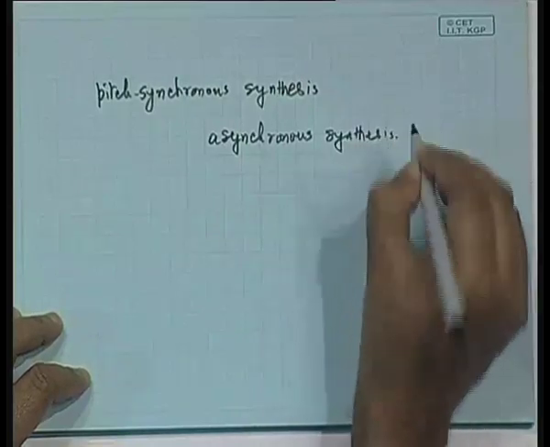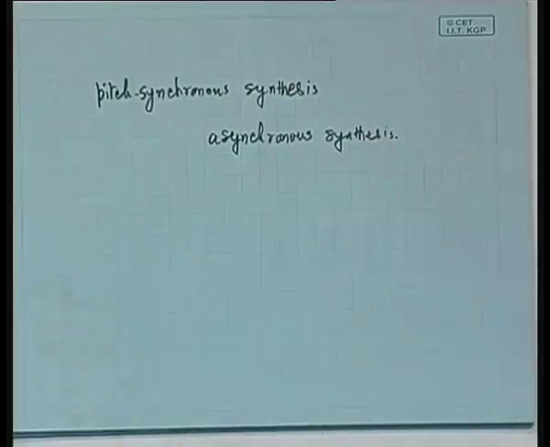So what we have to do in a pitch synchronous synthesis is that for every pitch period, we have to interpolate and obtain a fresh estimate of the pitch parameter, or the pitch period estimation, and then realize this linear predictive synthesizer.